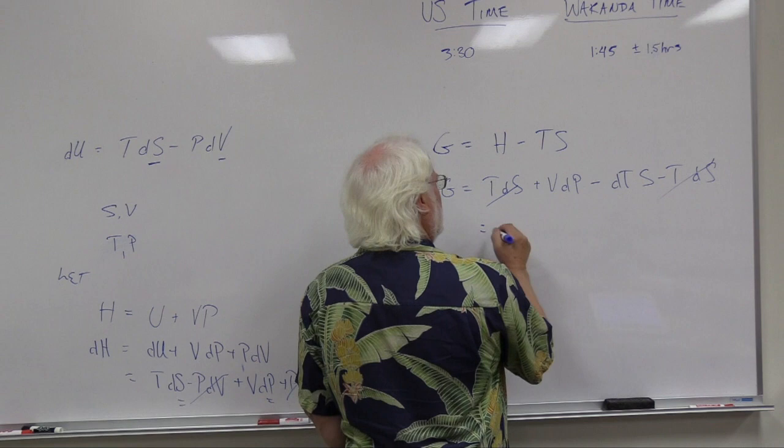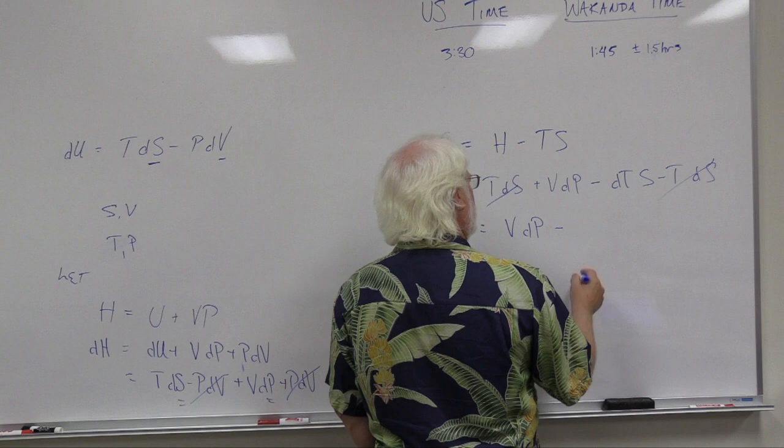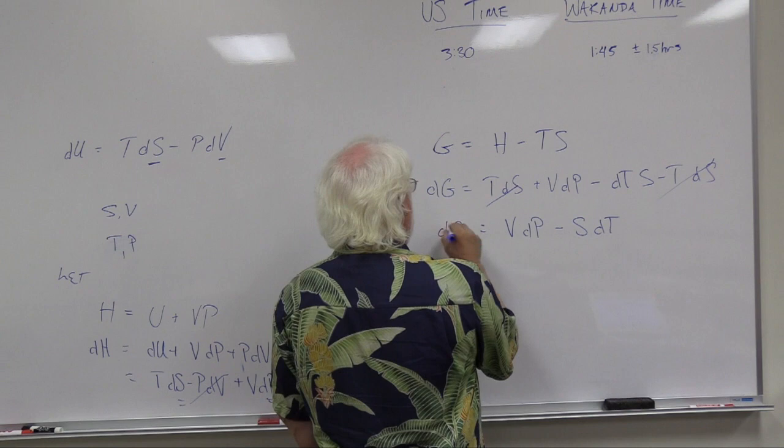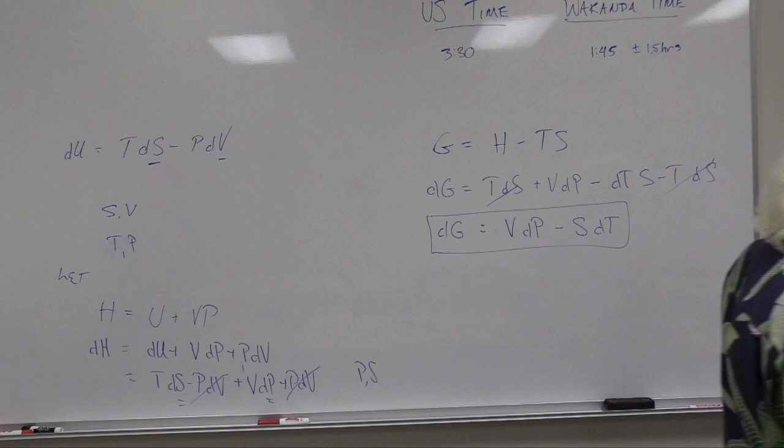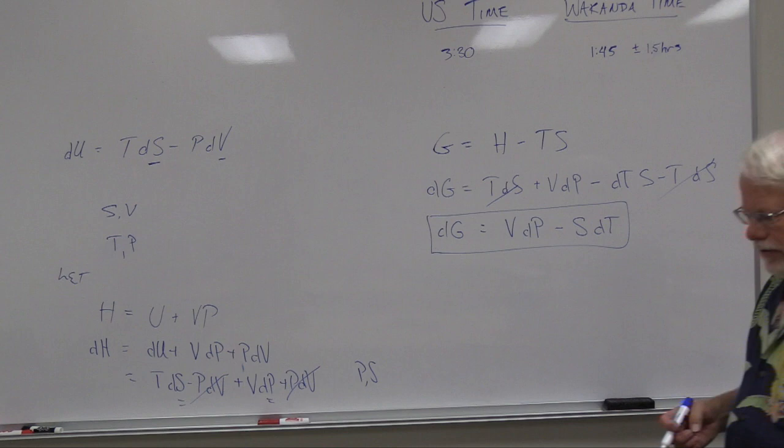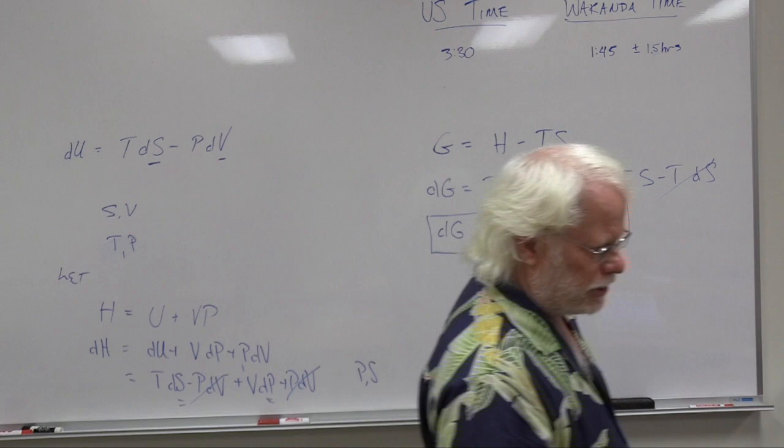the change in Gibbs free energy is the volume times the change in pressure minus the entropy times the change in the temperature. So we change what the independent variables are to suit what we can manipulate easily in the laboratory, what we can easily measure, and control our system, carry out our experiments.